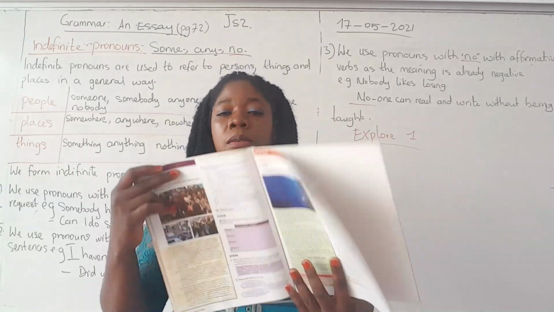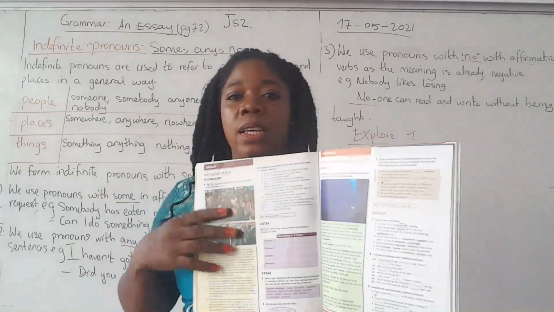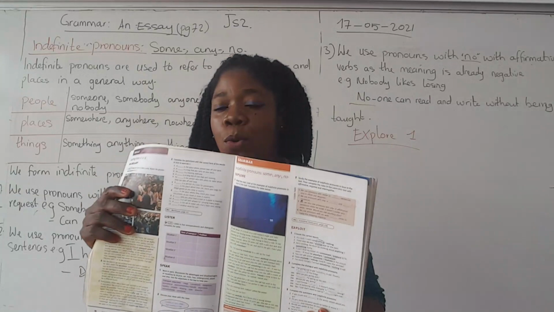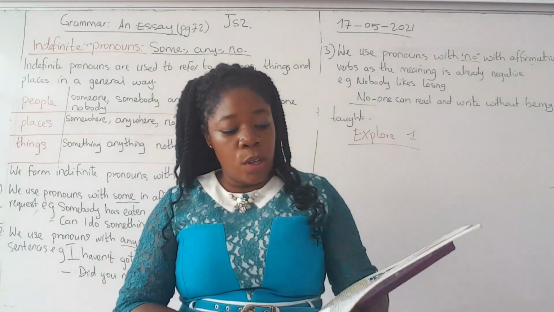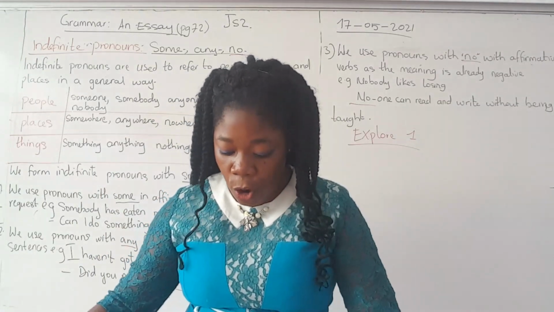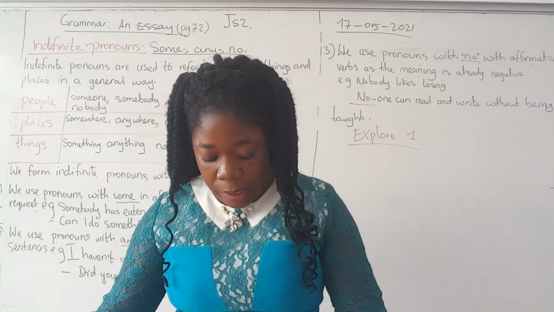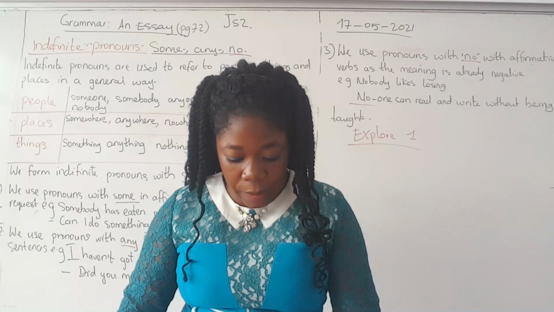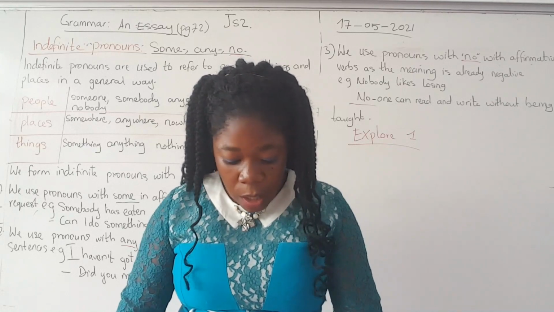There are words marked in blue in this text. If you look at this text, you see words in blue. They say we should use these words in blue to complete the table. That is exploit number 1, page 71. Sorry, we are on page 71, exploit number 1.